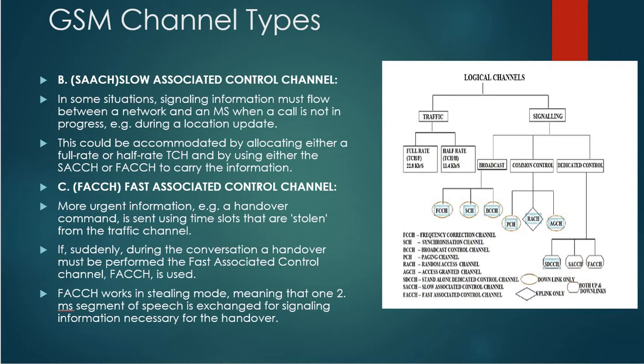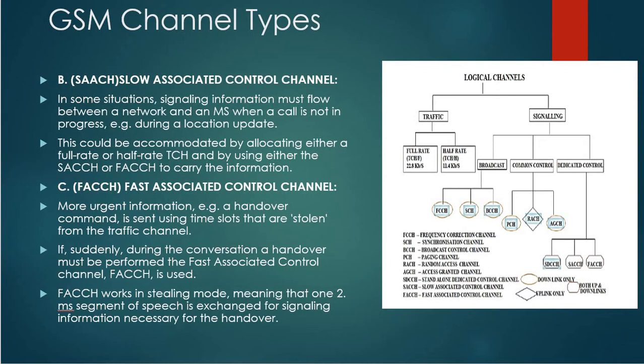Okay, let's go on with this GSM channel. Last class we already completed some of the points, number A and B. Point number A, and B is the slow associated control channel. This is the slow associated channel.